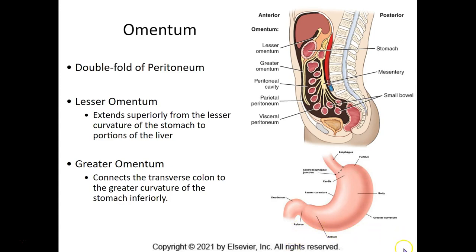The greater omentum, and again you can see that here on our diagram, connects the greater curvature of the stomach to the transverse colon. Now, transverse colon is right here. It's not labeled on our diagram, but this is meant to be transverse colon. Okay, so look at how big the greater omentum is.